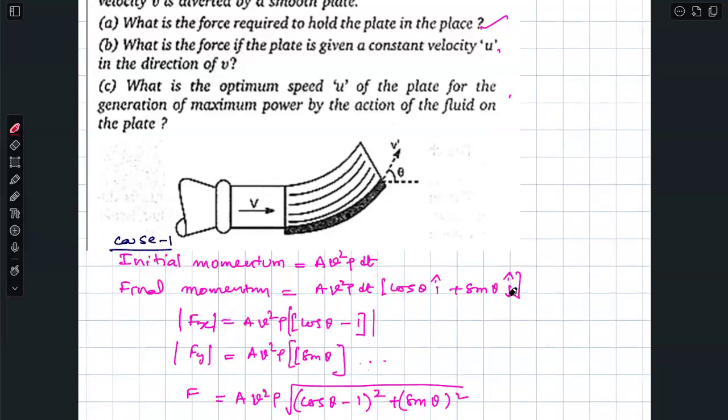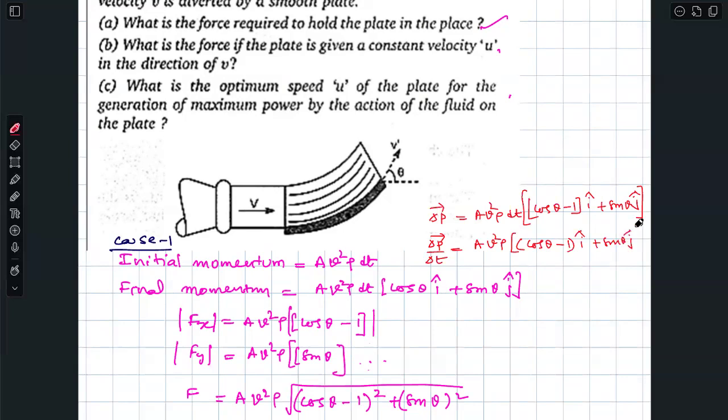What you are now going to do is the change in momentum part. So the change in momentum delta P bar is A V square rho dt times cos theta minus 1 i cap plus sin theta j cap. So delta P bar by delta t is A V square rho times cos theta minus 1 i cap plus sin theta j cap.